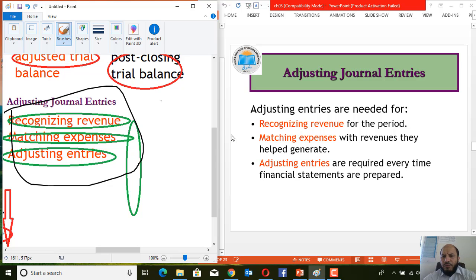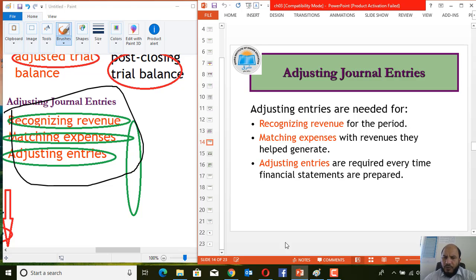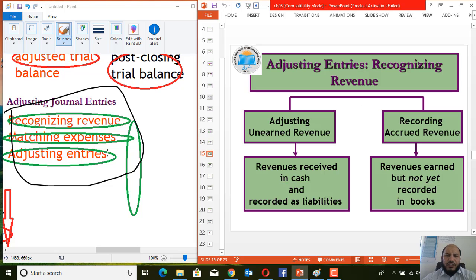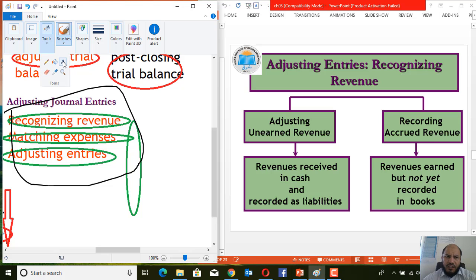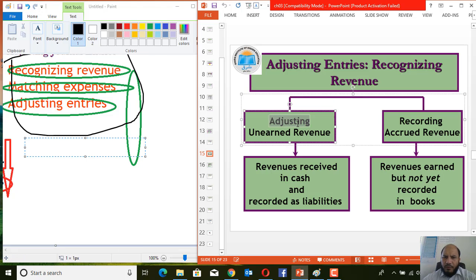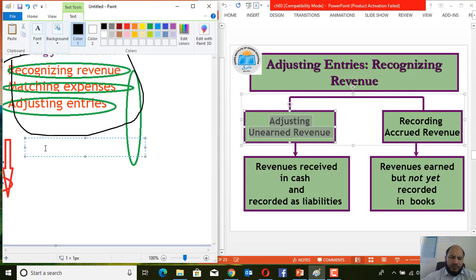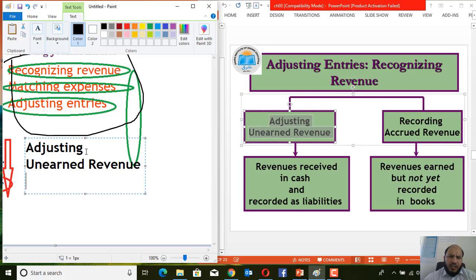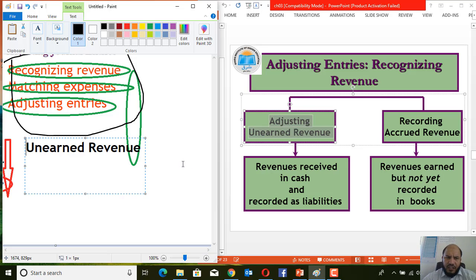Now dear students, we will move to the next slide, where we have the types of adjusting entries. Let me explain what the different types of adjusting entries are and how we can use them for our purpose. The first type of adjusting entries is called unearned revenue. Unearned revenue is one type of adjusting entry.